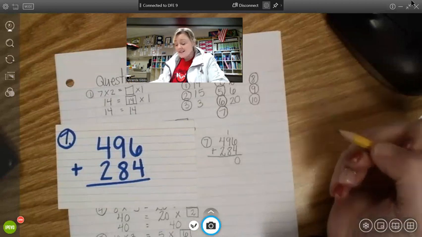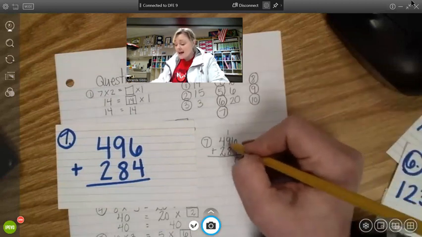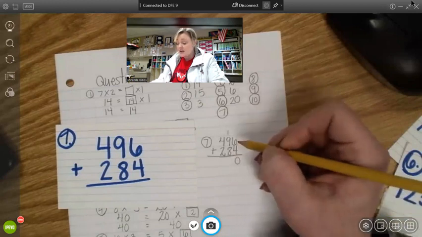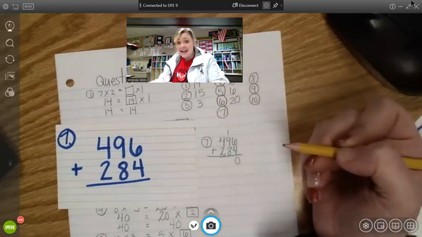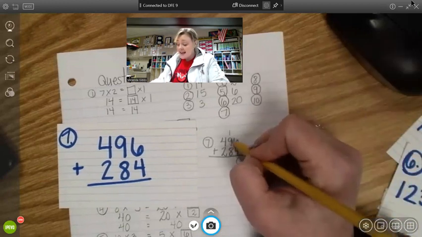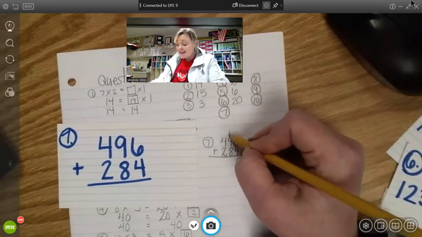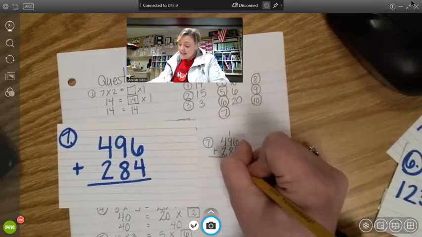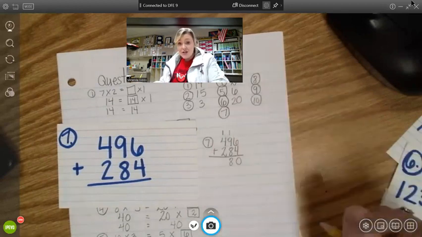Now we're in the tens. 1 ten plus 9 tens plus 8 tens. I know my doubles really well. So 8 plus 1 is 9, and 9 plus 9 is 18. Or I could say 9 plus 1 is 10, and 10 plus 8 is 18. Put down the 8 and carry the 1, which is 100 now.